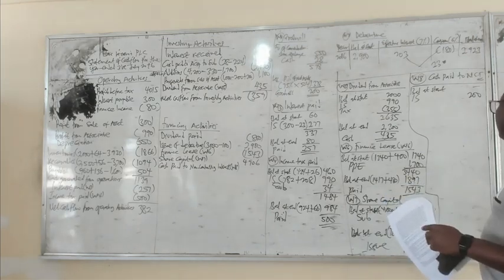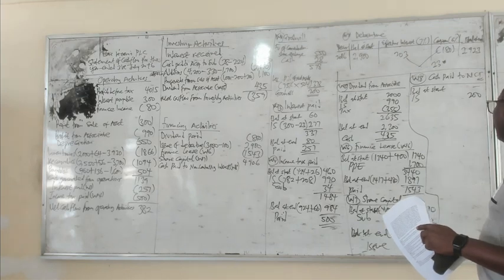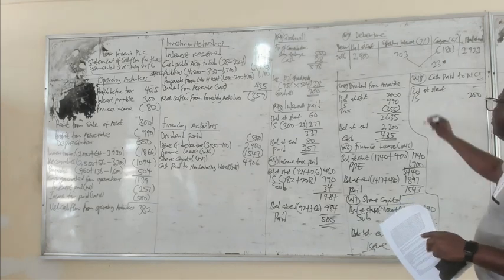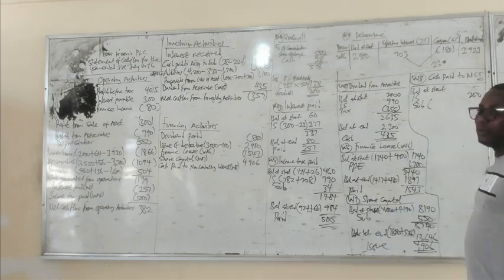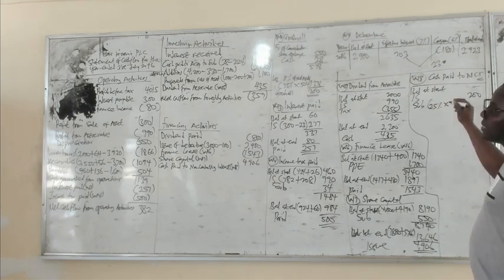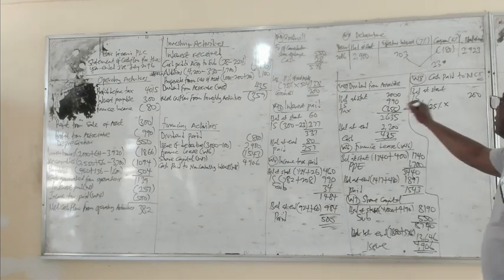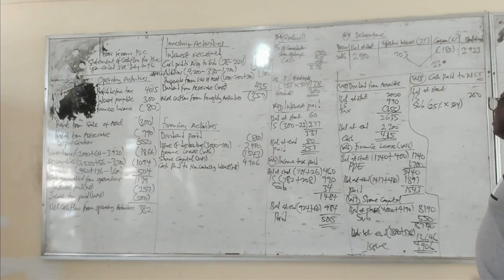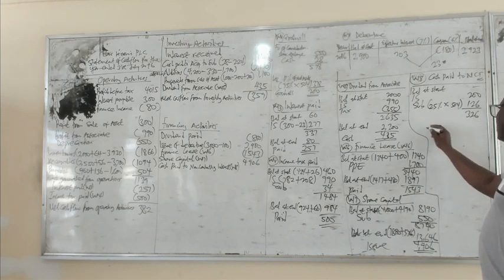Okay, we move on. Profit attributable to NCI is 200. Then during the year, we acquired a subsidiary, it was a 75% acquisition. Therefore, NCI will be 25% of the equity, 504. So NCI will be 326. Then balance at end.